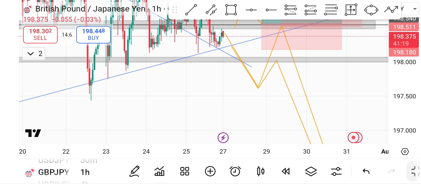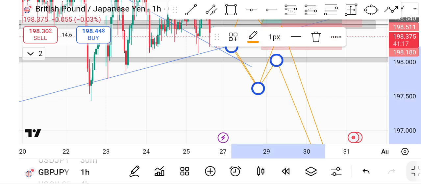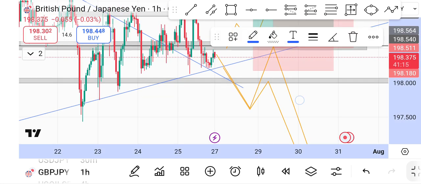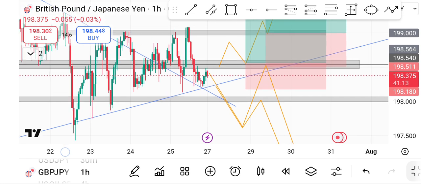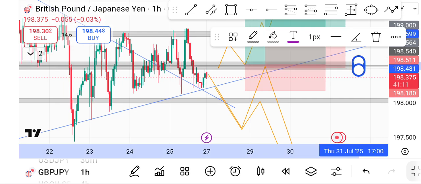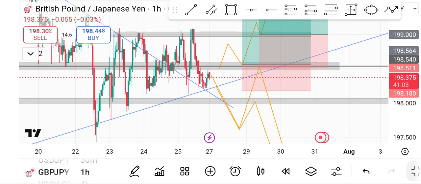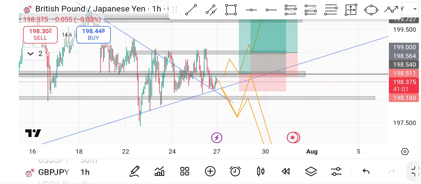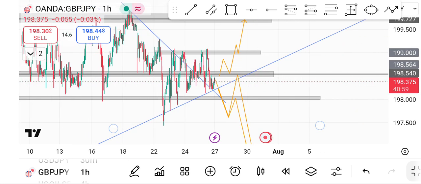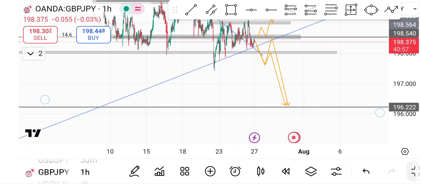So it's either it breaks above and retests on this area, or it breaks below and retests back on this main area of support now turned into resistance. So this is exactly what I'm going to be looking out for on GBP JPY. It's going to be a nice one.